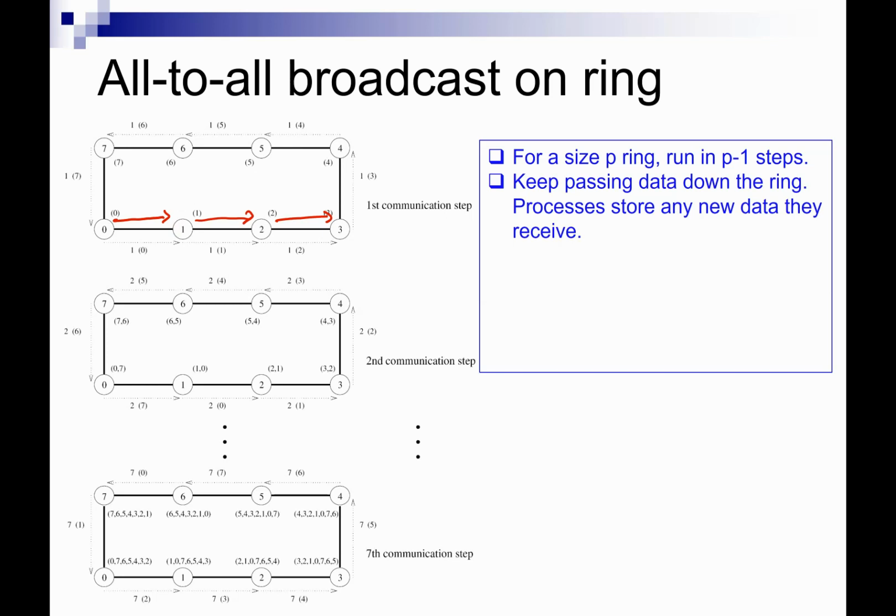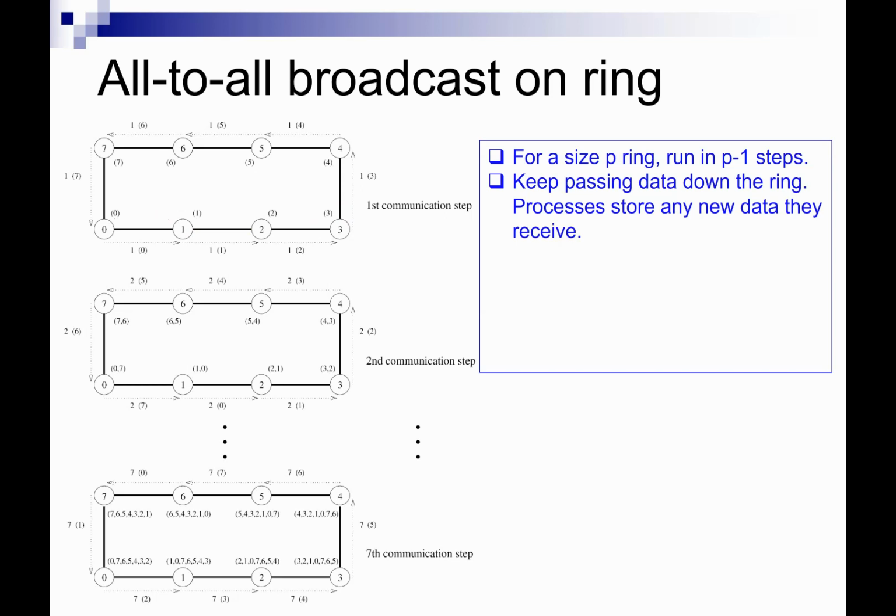Now on the next step, 0's message is then going to go from 1 to 2, and 1's message is going to go from 2 to 3, and 2's message is going to go from 3 to 4. Again, these messages are not going to conflict with each other because they're being sent on different edges. Therefore, we'll have all of the processes send their messages in p-1 steps around the ring, and none of these steps conflict with each other because at every time step we're using completely different edges.